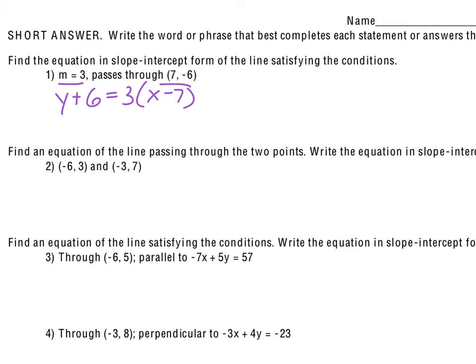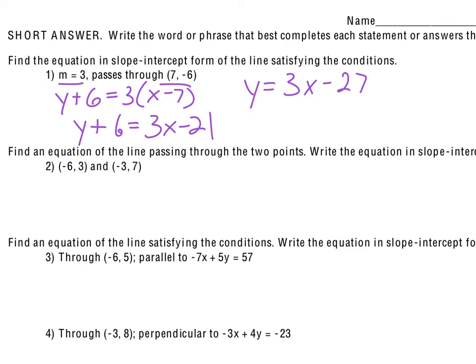So we would start by distributing that 3 through to the x minus 7, so we get 3x minus 21, and from there we just subtract the 6 from both sides. So when we do that, we end up with 3x minus 27. So there's the equation in slope-intercept that they were looking for.